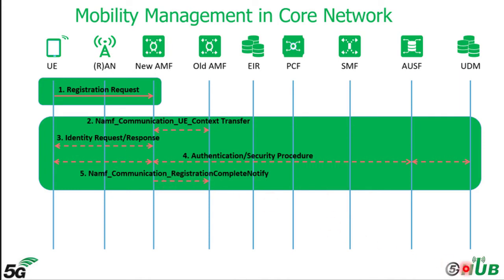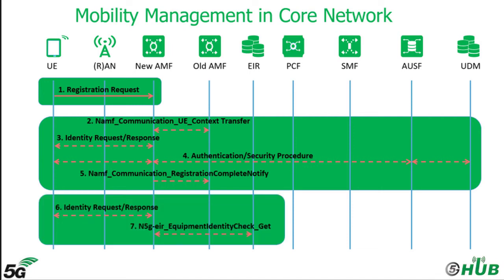Number five, also an optional step: if the user equipment, for example, doesn't provide the permanent equipment identifier or PEI. For your information, the PEI will be used to perform the equipment check, and if the AMF can't obtain the PEI, for example, from the old AMF, in this case the AMF initiates an identity request procedure and sends an identity request message to the user equipment to obtain the PEI. Okay, and this will be number six, identity request and response. And number seven, the new AMF here will perform ME authentication, that's equivalent to PEI authentication or permanent equipment identifier authentication.